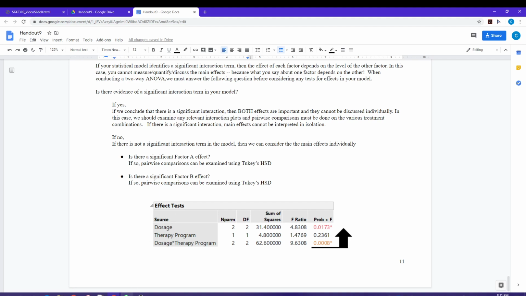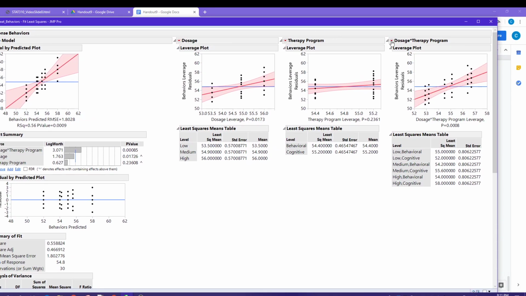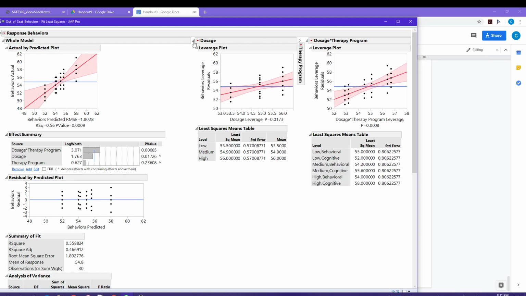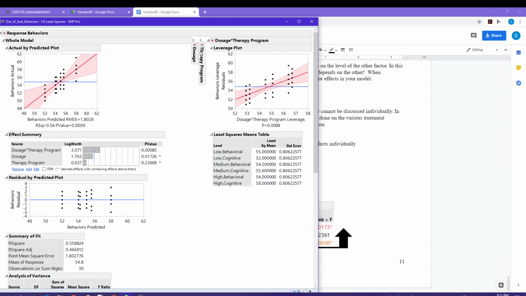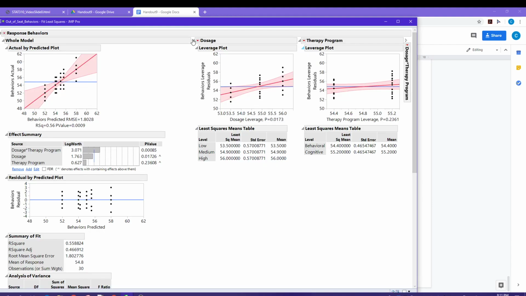So if I go over here and look at that, I'm going to want to be selecting my comparisons here over in the right corner on the dosage therapy program combination. I want to be looking at these here. You don't want to be looking at the main effects individually here. So we can hide those right away. If it turned out that I did not have interaction, then I wouldn't need those, but I could look at these in isolation or individually. I would be wanting to get my LS means here and my LS means here.